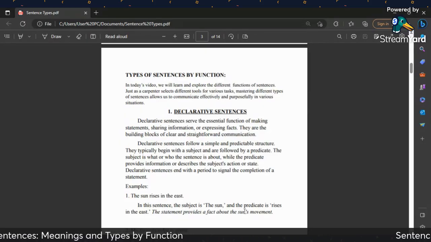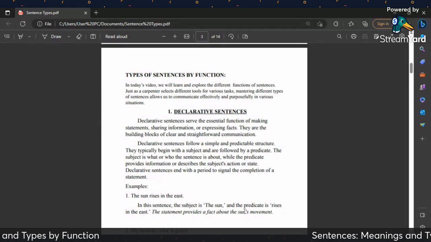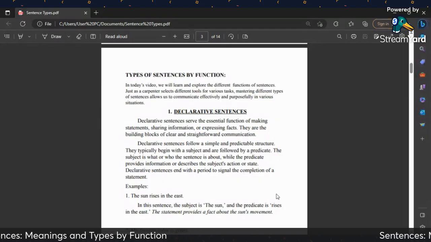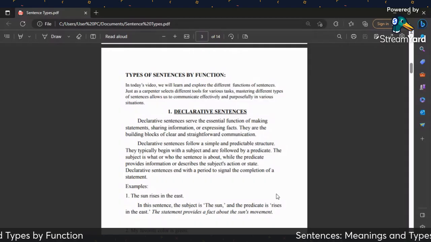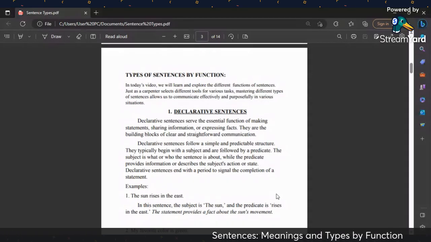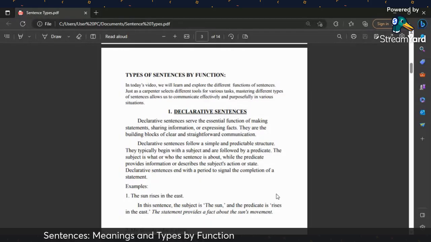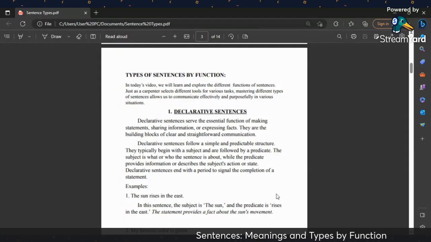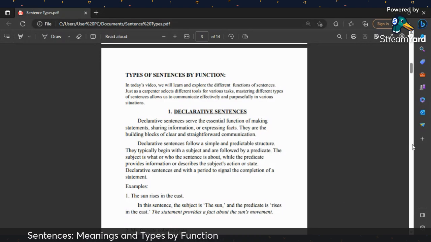We have examples. The sun rises in the east. This is declarative. It's a statement that provides a fact about the movement of the sun. The other time I told you that we use declarative sentences to basically express facts, to share information, and make statements. The sun rises in the east. This statement is providing a fact about the sun's movement.